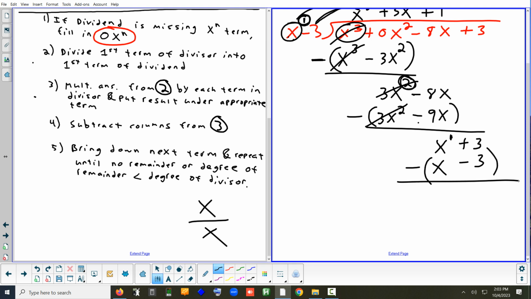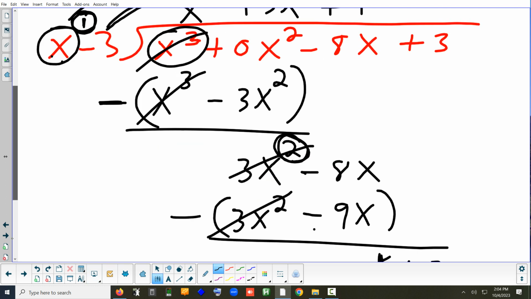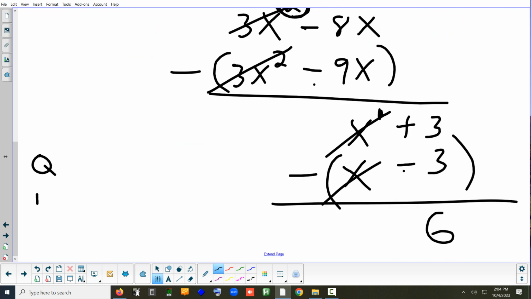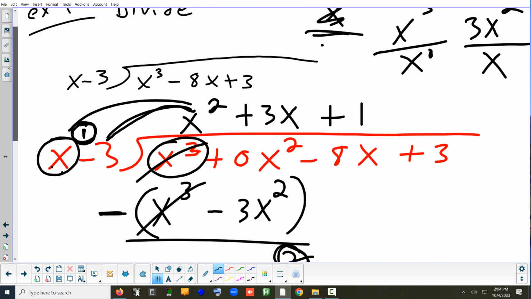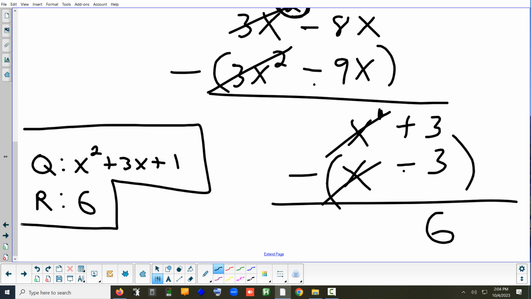And now if you look quick, you might think, oh, I got a remainder of 0, but be careful. What's x minus x? 0. So that is 0. But what's 3 minus negative 3? 6. And the 6 is my remainder. Okay? So there's a couple ways you can now write your final answer. We can write it as quotient and remainder. The quotient is x squared plus 3x plus 1. And the remainder is 6. That is one way you can write it.